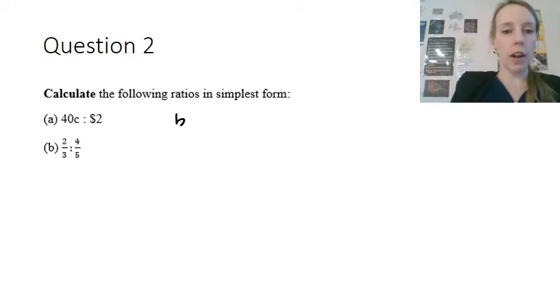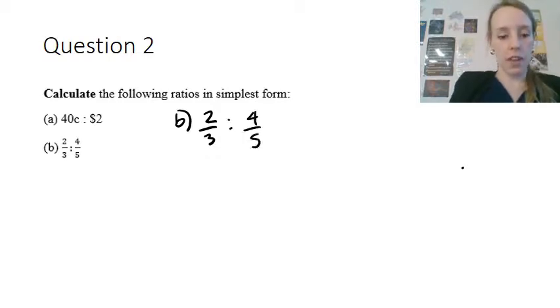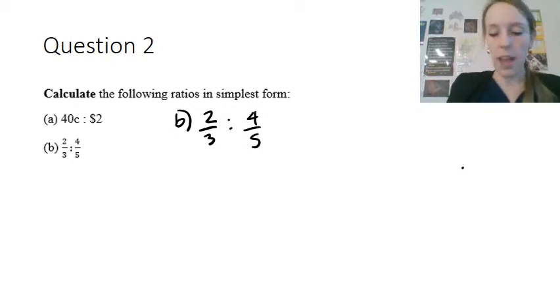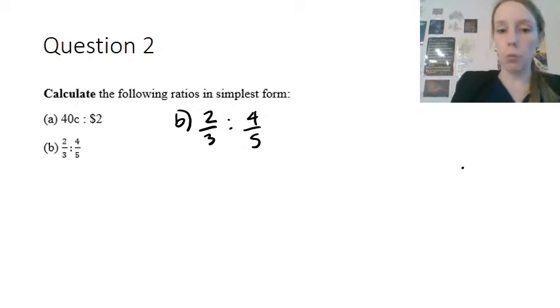Now the next one is fractions. So I've got 2/3 to 4/5. Now there's a few different ways you can do this. So there's 2 different methods. I'm going to show you both. You don't have to do both. You only have to do one of them, and you can pick whichever one you are more comfortable with.